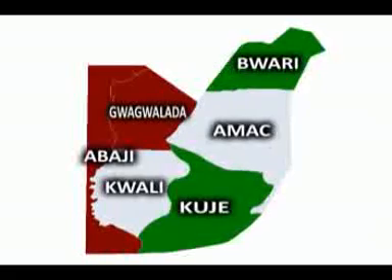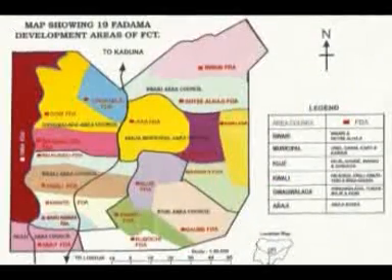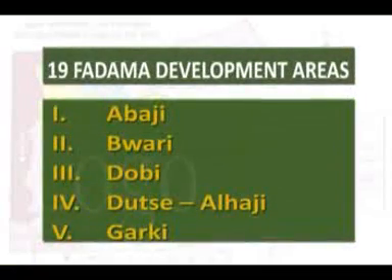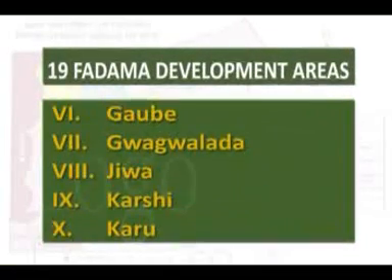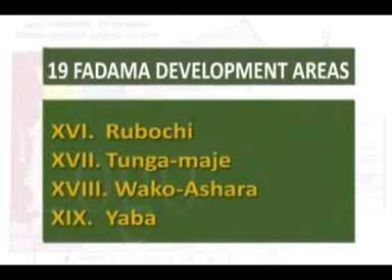For effective implementation of Fadama 3 in FCT, the six area councils were delineated into 19 Fadama development areas. They are Abaji, Bwari, Dobi, Dutse Alaji, Galki, Galbe, Gwagwalada, Jiwa, Karshi, Karu, Kuje, Kwaita, Kwaku, Kwali, Paikundu, Rubochi, Tunga Maje, Waku Ashara, and Yaba.